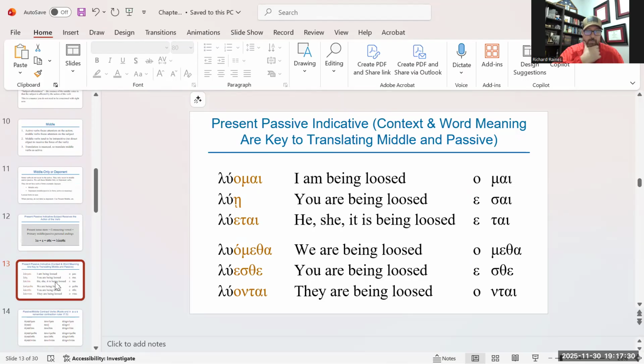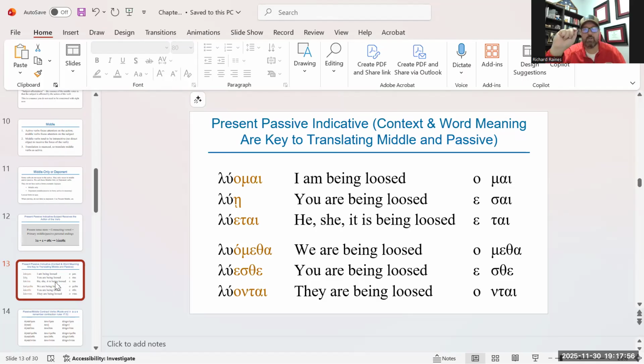Luetai, third person singular, he, she, or it is being loosed. Luometha, that is first person plural, we are being loosed. Lueste, that is second person plural, y'all are being loosed. You know how much I love that. You are being loosed. You all. And then third person plural, luontai, they are being loosed.